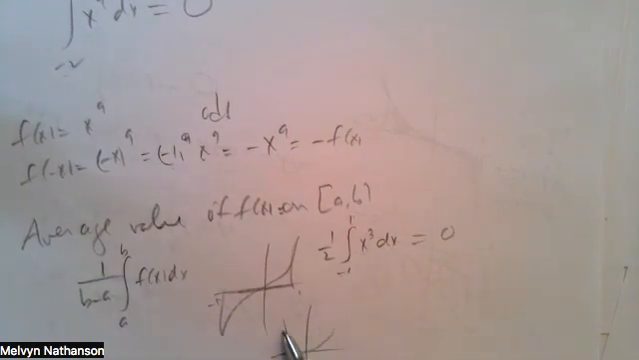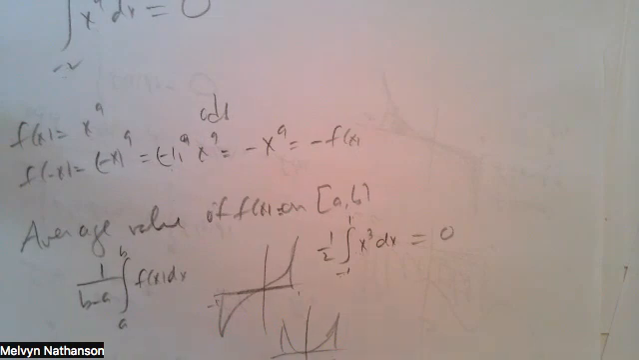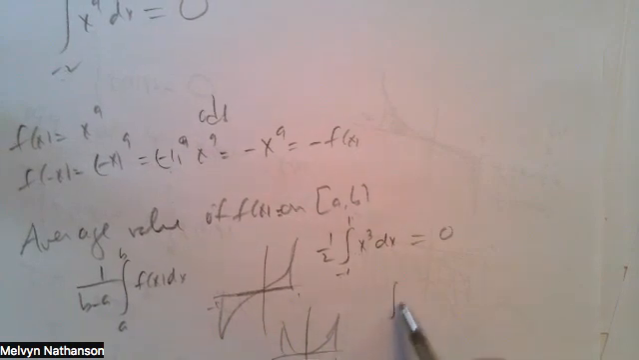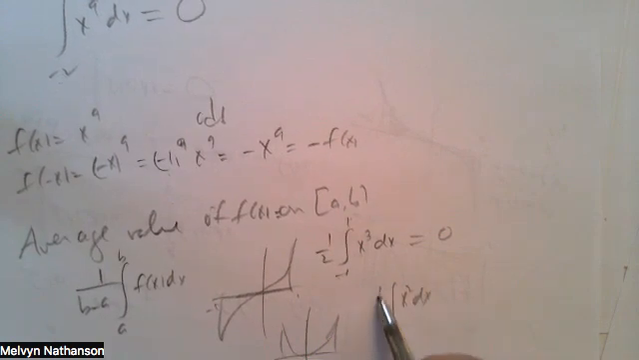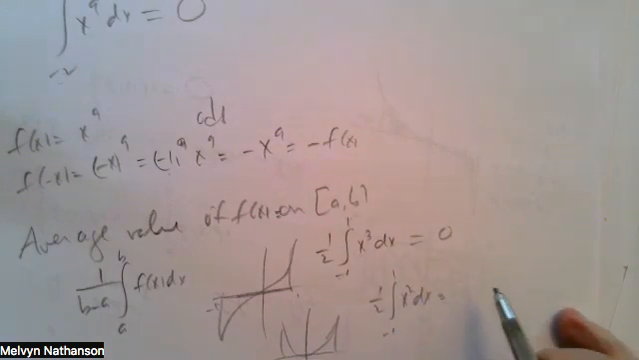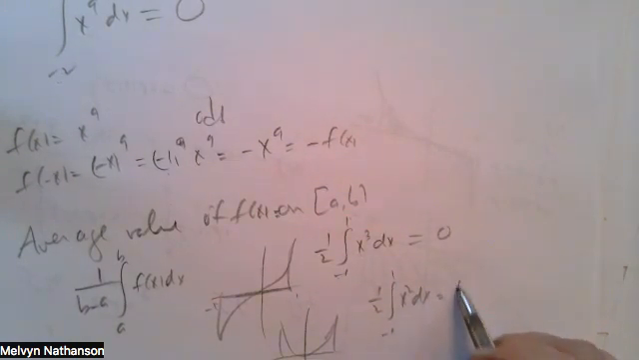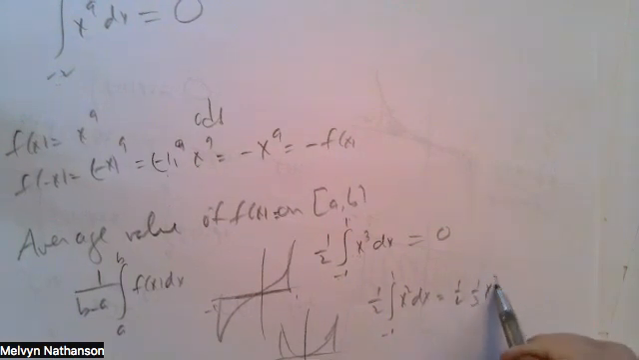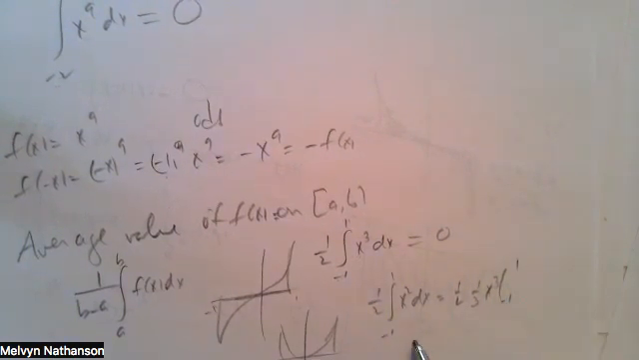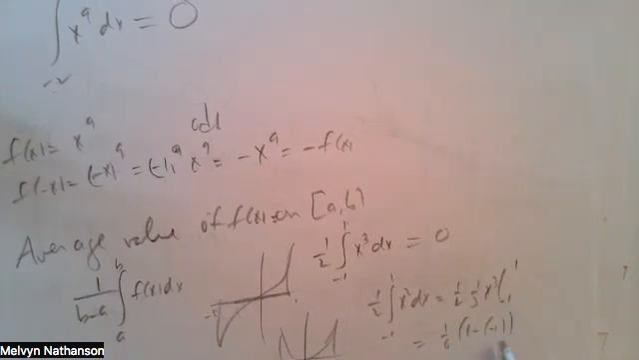On the other hand, if you take the parabola x squared, the average value of x squared on that interval, the length of the interval is 2, so it's 1 over 2, integral of x squared from minus 1 to 1. The integral of x squared is a third x cubed from minus 1 to 1. So that's 1/6, 1 minus minus 1, which is 2, which is a third.